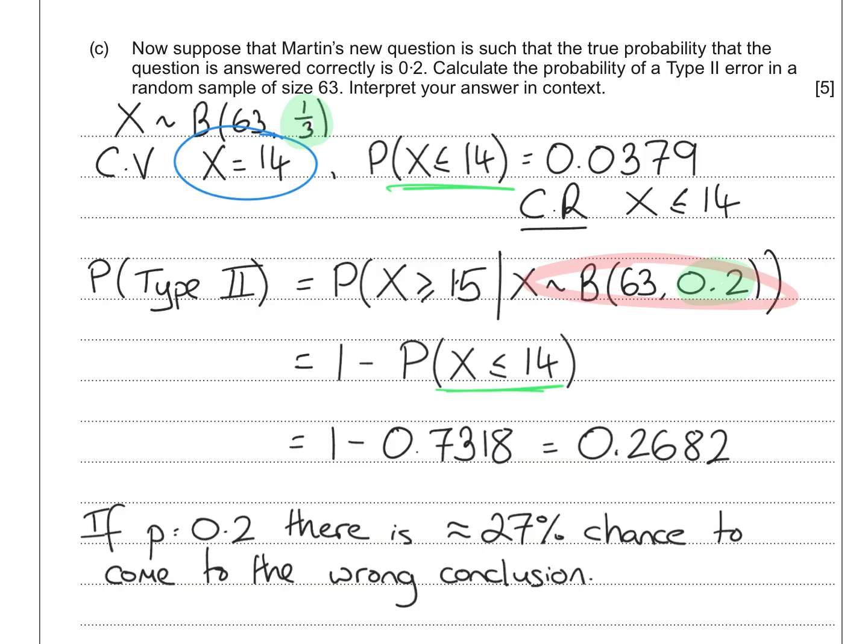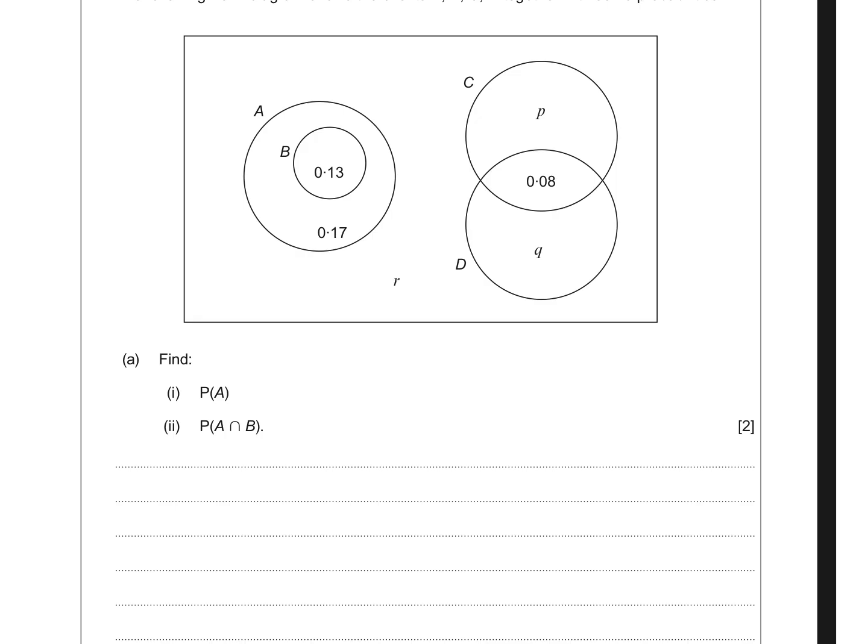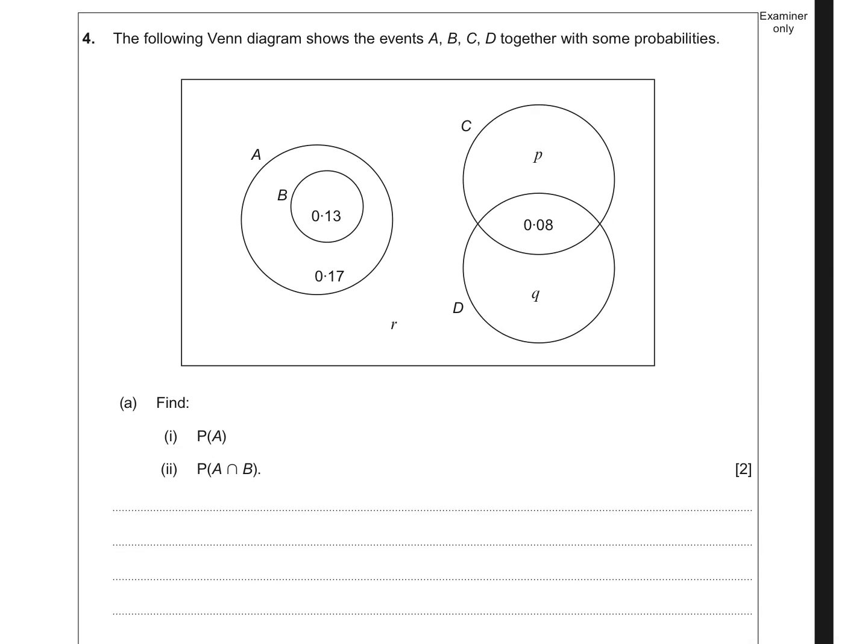Okay, moving on. Always nice to turn over the page and see a Venn diagrams question. Yeah, lovely. So we've got 4 events, A, B, C, and D. We can see that B is a subset of A, because B is wholly contained within A, and then we've got some kind of overlap between C and D, and then A and B are mutually exclusive from C and D. So find the probability of A.